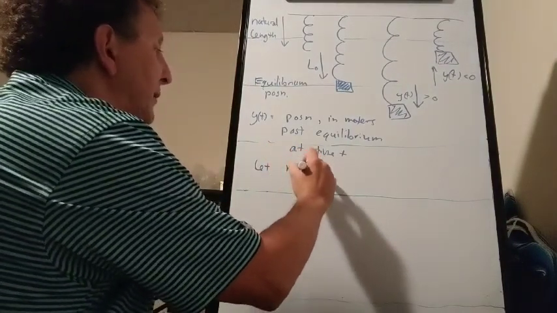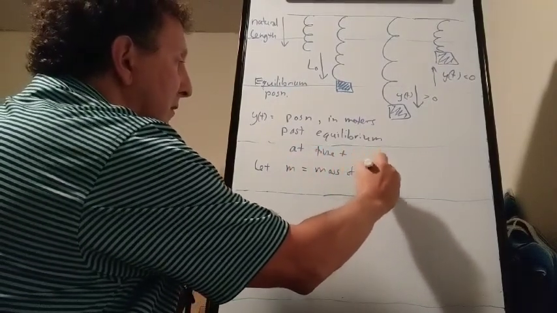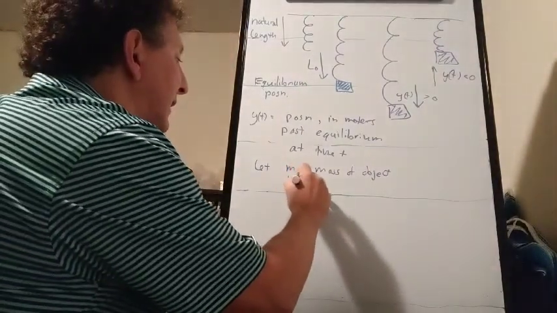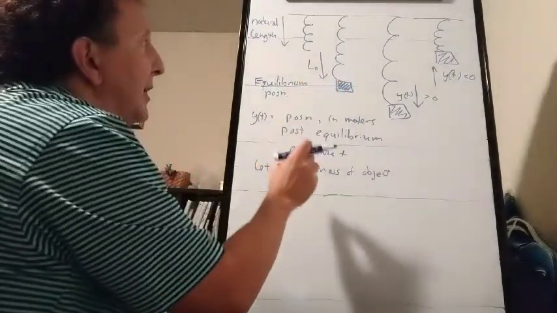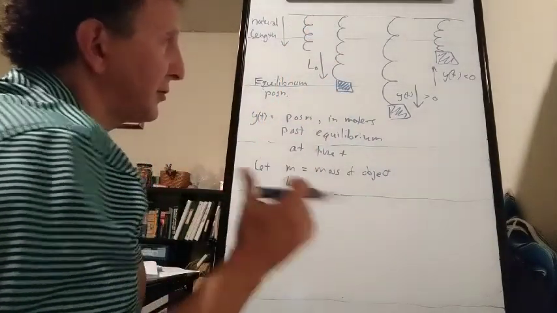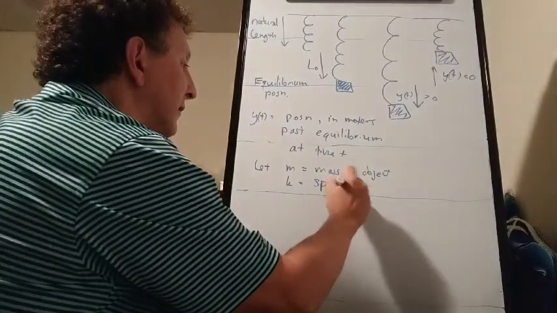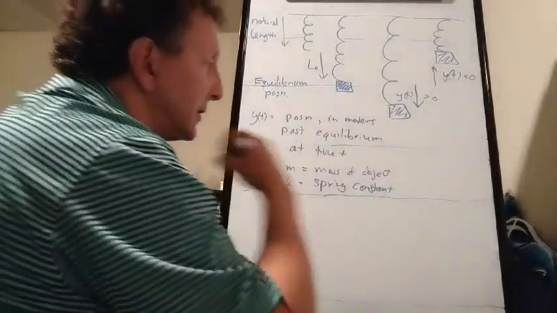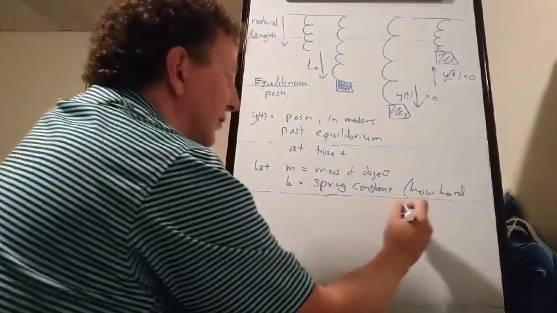Let's let m be the mass of the object. Let's let k be the spring constant, which tells us how hard it is to stretch the spring. So there's stronger springs and weaker springs. So that's how hard it is to stretch a spring.